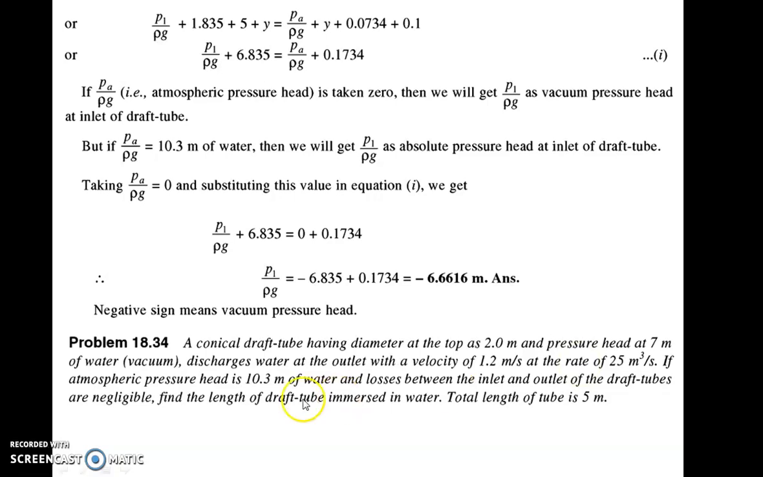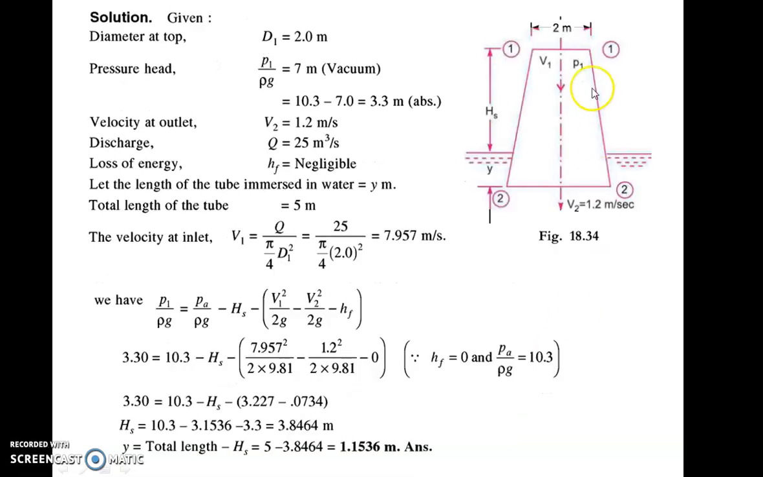If atmospheric pressure head is 10.3 meter of water and losses between inlet and outlet of the draft tube are negligible, so HF is negligible. Find the length of the draft tube immersed in water, means Y. You have to find Y. Total length of the tube is 5 meter. So the complete length of the tube is 5 meter.